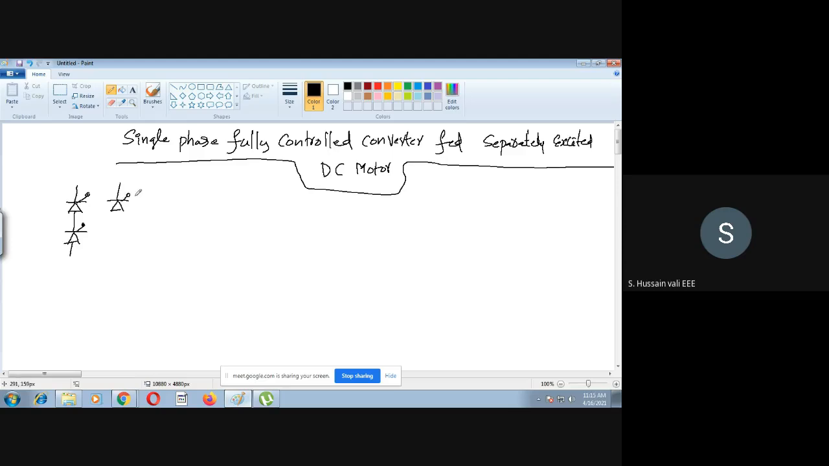The difference between full converter and semi converter is that in full converter all the four switches are thyristors, whereas in the semi converter, out of four, two are thyristors and two are diodes.